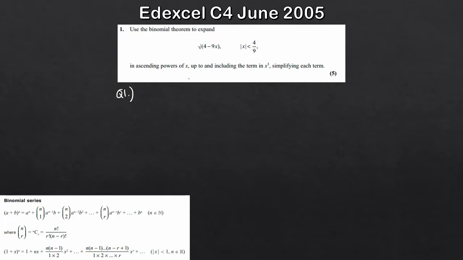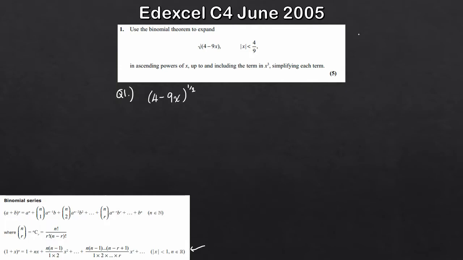We've got the square root of 4 minus 9x. Well, I'm going to write that in index notation, so that's 4 minus 9x to the power of a half. And if you notice now, because n, our power, isn't a positive integer, in that case we use this bottom formula down here. Okay? So, let's just write down what x and n is.